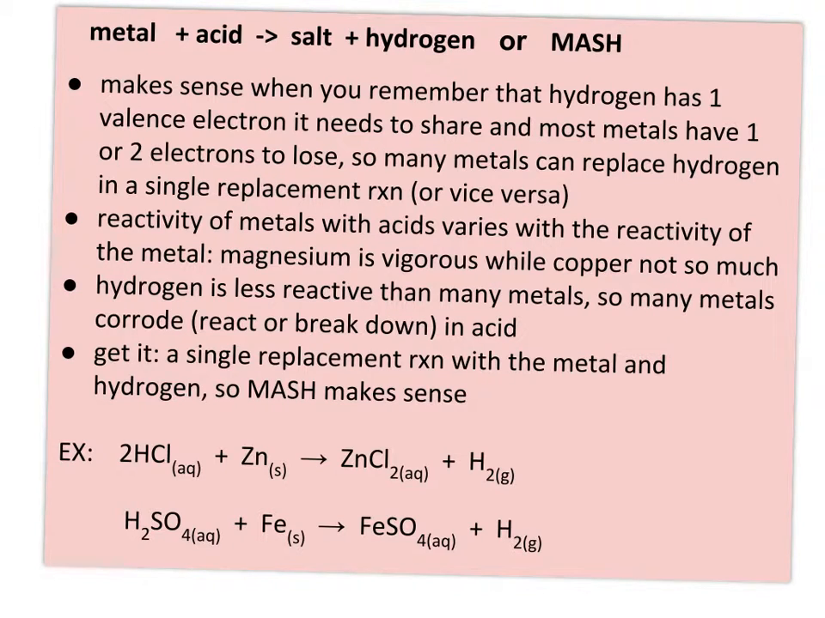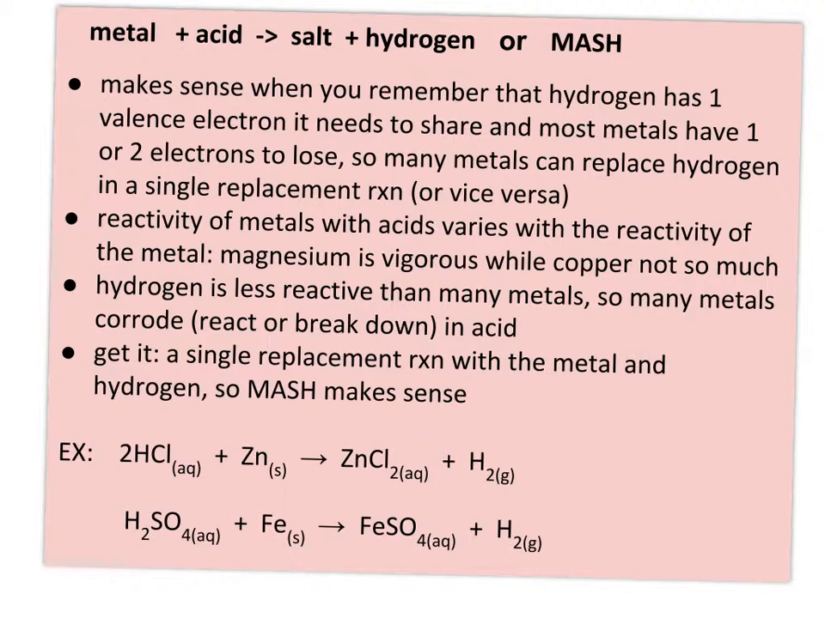This is actually a very simple equation because when you remember that hydrogen has one valence electron, or a +1 oxidation number, and most metals have one or two electrons to lose, then hydrogen and metals can swap places. In fact, hydrogen is often placed on the metal activity series. So the reactivity of metals with acids varies depending upon the metal. HCl with magnesium is a really vigorous reaction because magnesium is far more reactive than hydrogen. HCl with copper is not very vigorous because copper and hydrogen have similar reactivities.